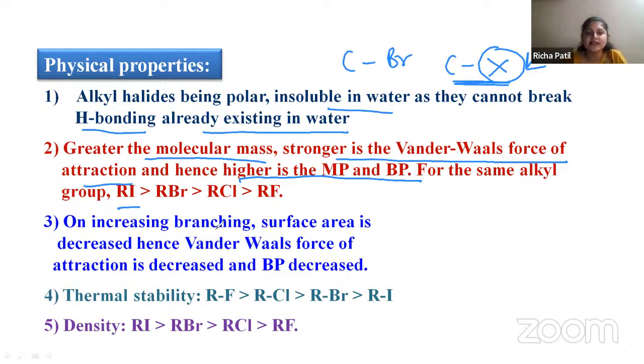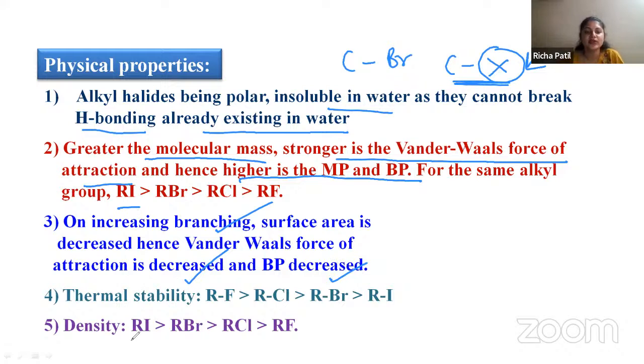On increasing the branching, what will happen to the surface area? Surface area will decrease. Hence the van der Waals force of attraction will also decrease, and the boiling point also decreases. If it is a straight chain compound, the molecular mass will increase, so the melting point and boiling point will also increase. If branching is increased, the surface area will decrease, the van der Waals force will decrease, and thus the boiling point also decreases.